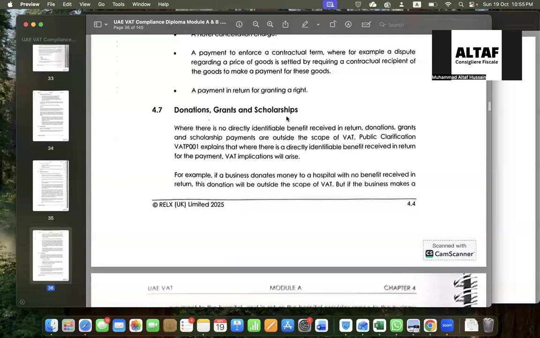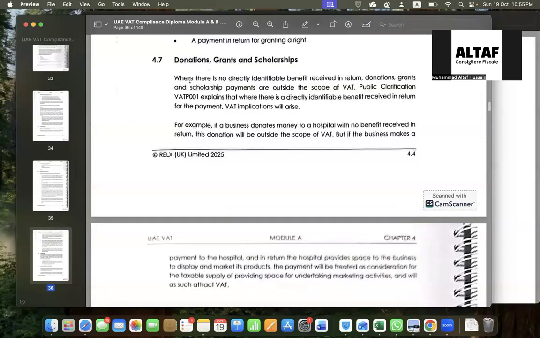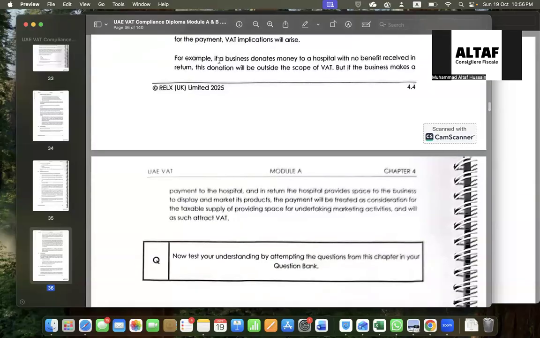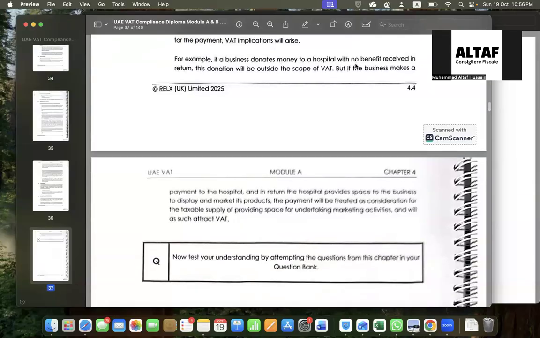Donations, grants, and scholarships. Now, we discussed this already. There is a voluntary, non-commercial angle involved, so that is why these are out of scope. Where there is no directly identifiable benefit received in return, donations, grants, and scholarship payments are outside the scope of VAT. There's a public clarification document that explains that where there is a directly identifiable benefit received in return for the payment, the VAT implication will arise naturally. For example, if a business donates money to a hospital with no benefit received in return, this donation will be outside the scope of VAT.